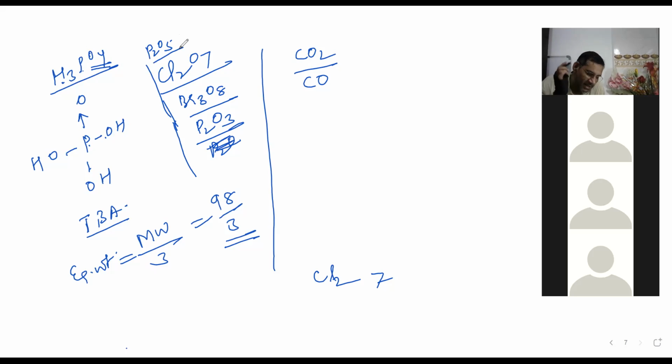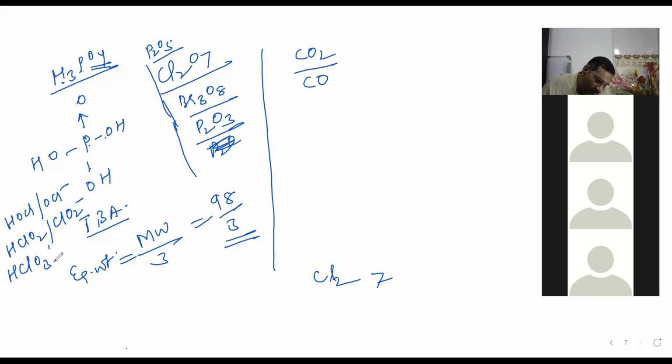I wrote HOCl there, but in the exam they will write OCl minus. I have written HClO2; in the exam they will write ClO2 minus. I wrote HClO3, they will write ClO3 minus. I wrote HClO4, they will write ClO4 minus. Fine.